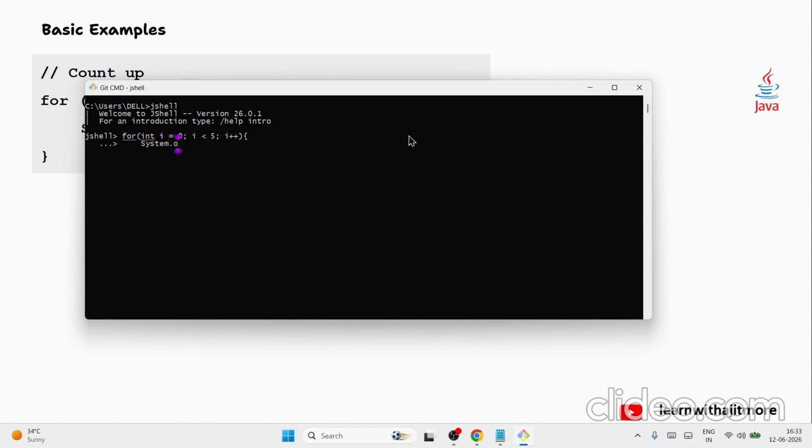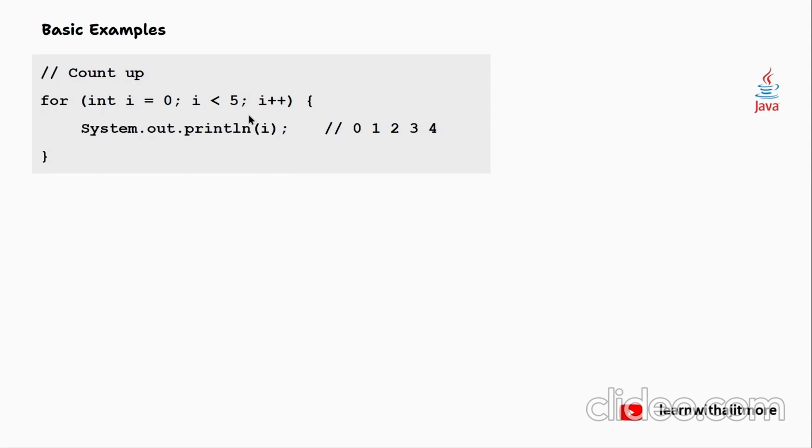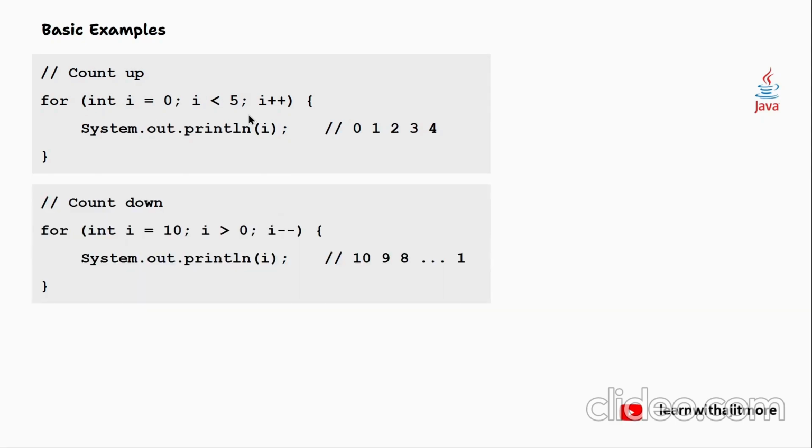Okay. Then System.out.println and I'm printing i. And you can complete this for loop. See, when you execute the for loop, it is printing 0, 1, 2, 3, 4. Why last 4? Because after 4, i becomes 5. Is 5 less than 5? No, the condition is false. It stops. Then you can have a count up, and in the same way you can have a count down also.